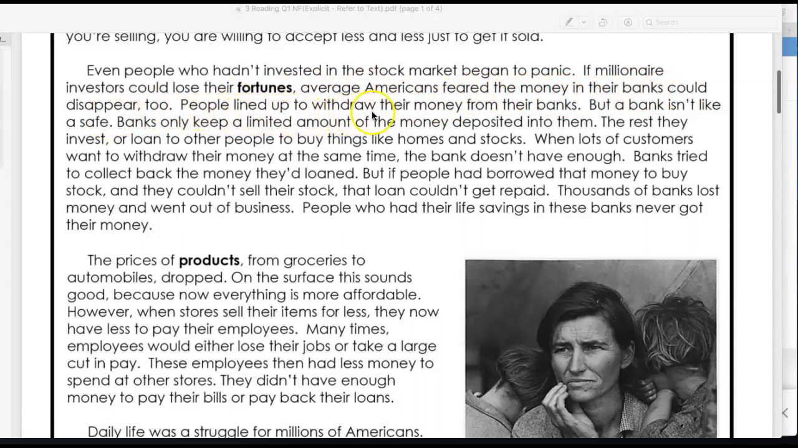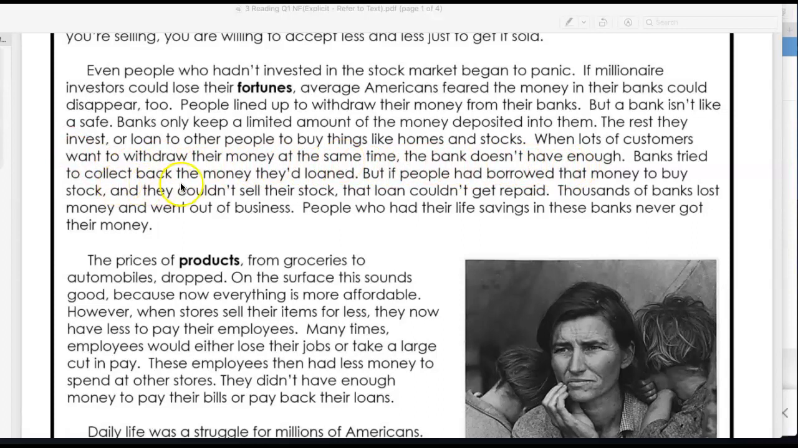People lined up to withdraw their money from their banks. But a bank isn't like a safe. Banks only keep a limited amount of the money deposited into them. The rest they invest or loan to other people to buy things like homes and stocks. When lots of customers want to withdraw their money at the same time, the bank doesn't have enough.